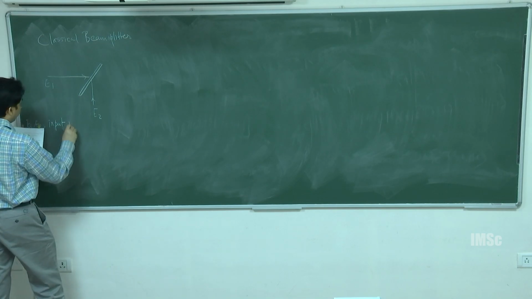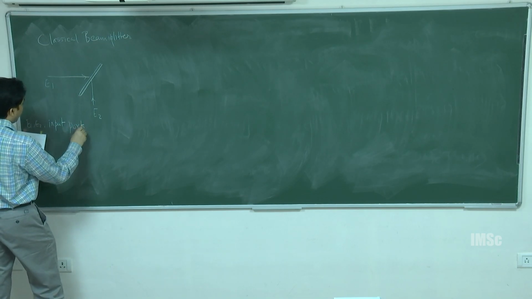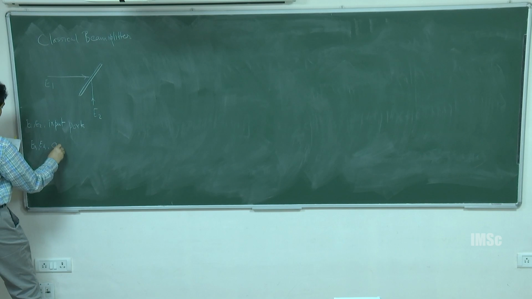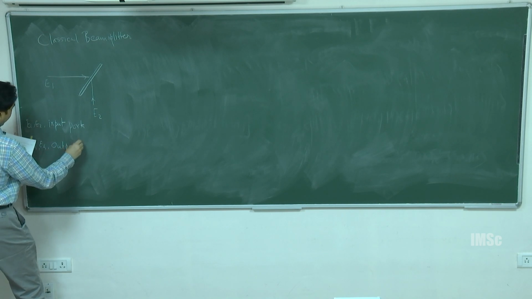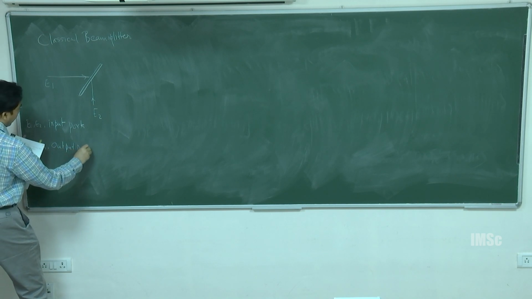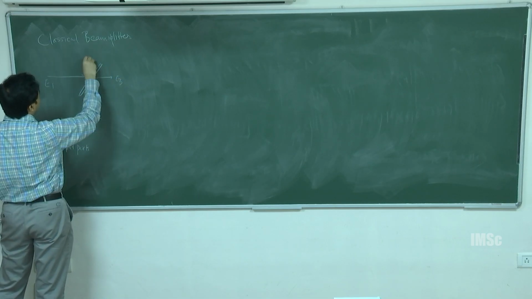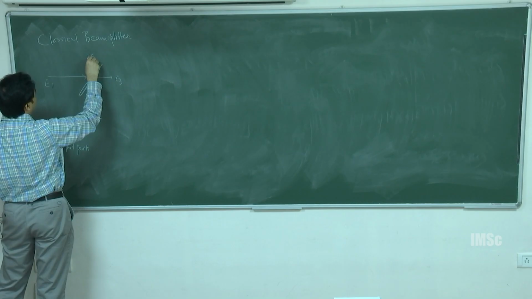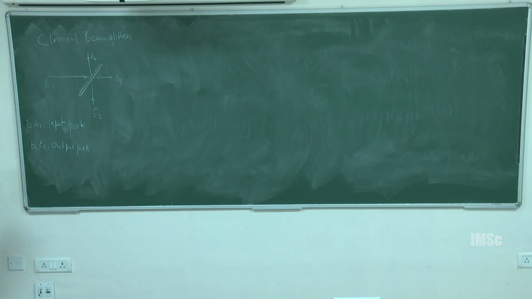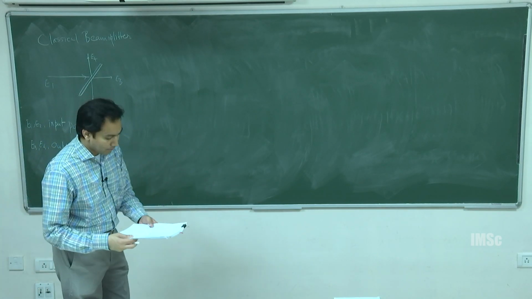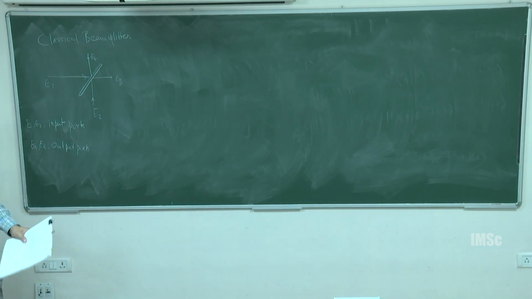are the input ports or input beams, the incoming beams. E3, E4 are the outgoing beams. They correspond to the output ports. For simplicity, we assume that all the beams have the same polarization, frequency, and so forth, and we are going to ignore losses.